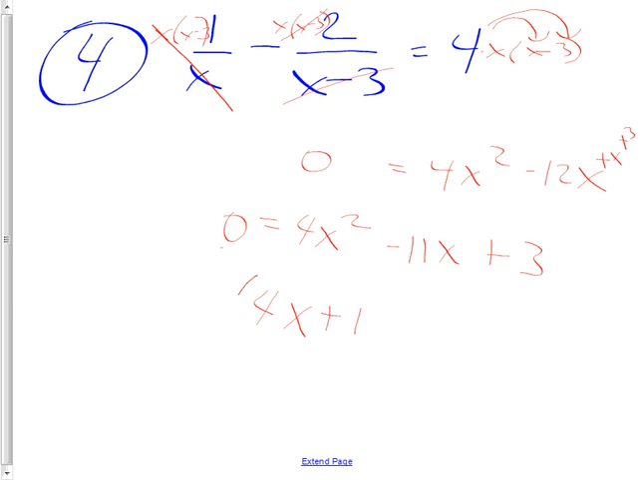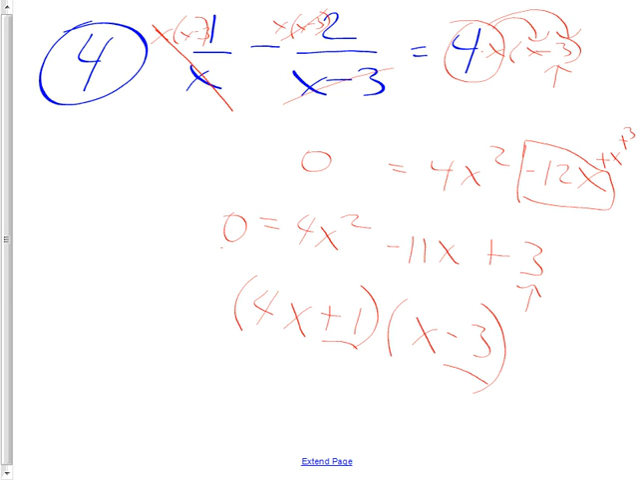4x plus 1 and what? x minus 3. Here's the problem. That and that multiply to negative 3, not positive 3. Because that's what I was thinking too. Well, it was a negative 12x because this 4x times the negative 3 made negative 12x right here. Yeah, because I put an x from the other side.